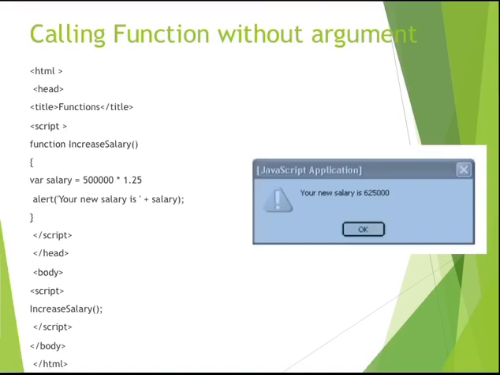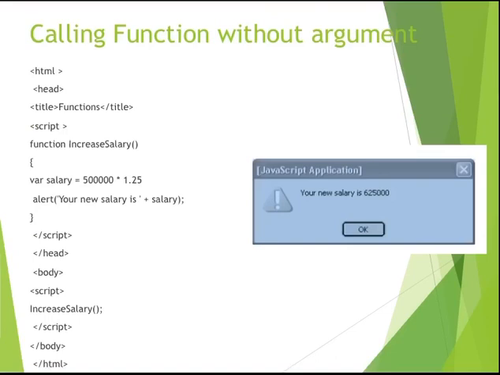Okay, let's see what exactly a function without arguments is with the help of an example. Function without arguments means that while declaring a function, you don't pass any argument to it. So let's see the code one by one, step by step. First is the HTML tag, then the head tag. Inside the head tag is the title tag. We have given the title as functions and then closed the title tag. I told you that we are going to write the function inside the head tag. So after the title tag, open the script tag and inside the script tag, we'll write the function.